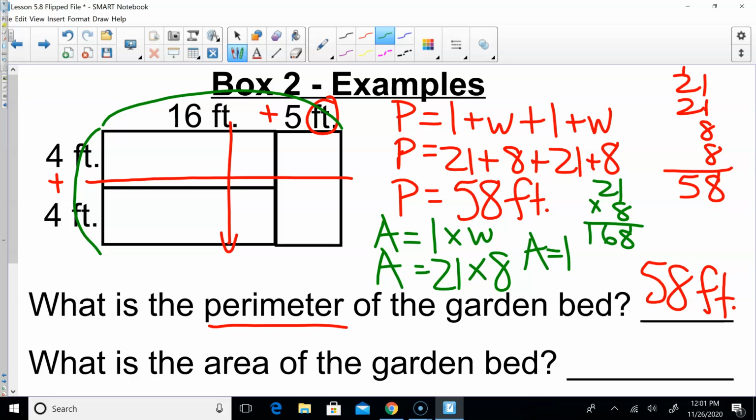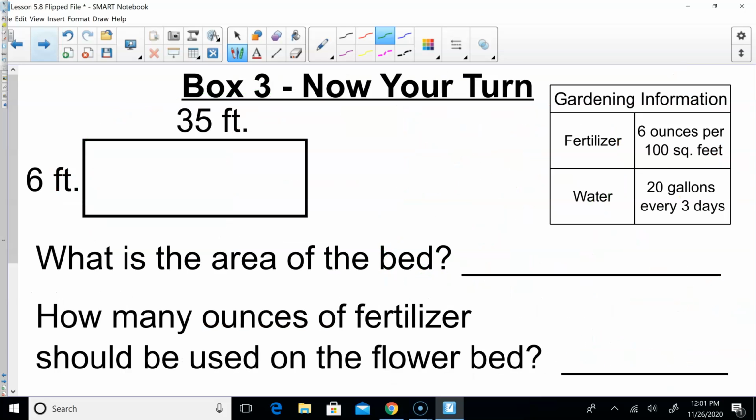So 168. And the area is measured in square feet. So 168 square feet. So you can write these problems down, write down the steps of that formula and how we use it, and how we put that information in there to kind of really help you understand perimeter and area. You can draw a big line right now.